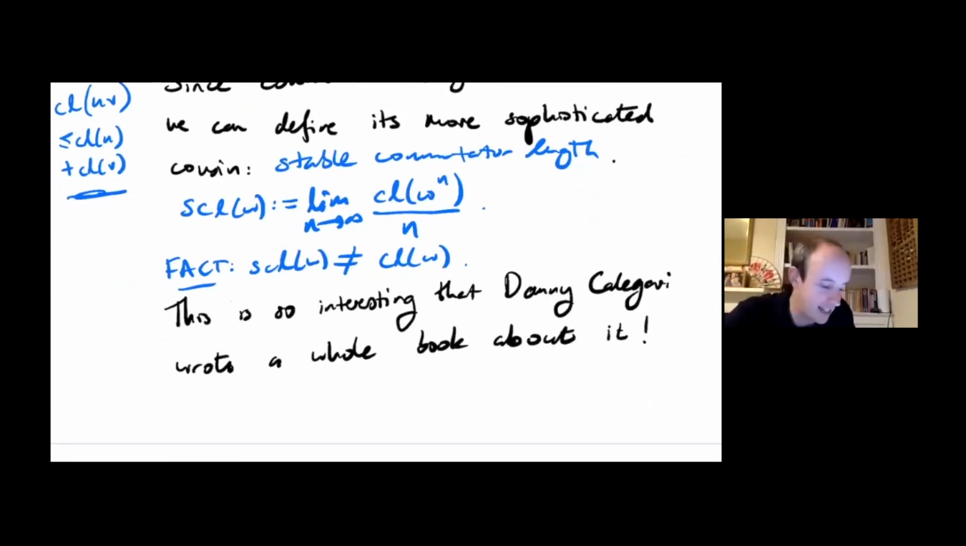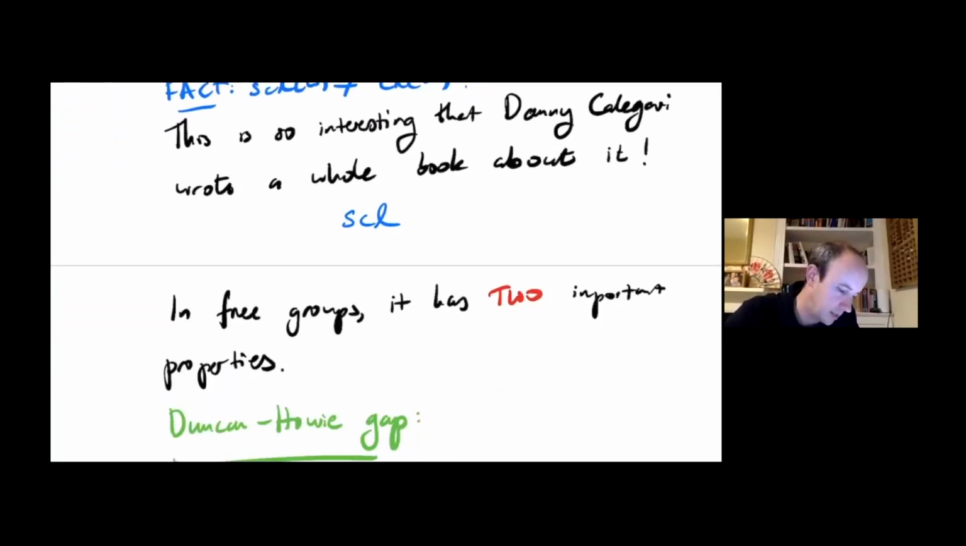The thing I want to say about it is I don't want to get too much into the properties of stable commutator length, but I do want to tell you it's so interesting that Danny Calegari wrote a whole book about it. It's called SCL, and you can find it on his website. So if you want to learn more about stable commutator length, there's a whole book which is freely available on his website. You can download it, and it's a very beautiful book full of interesting maths. So this is a really interesting number. Okay, these are really interesting numbers.